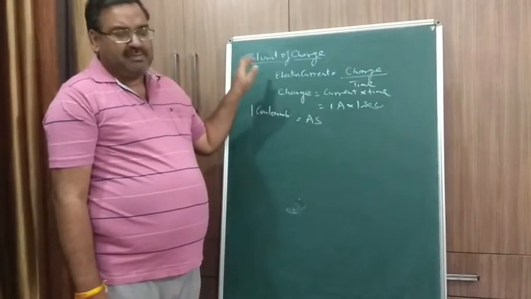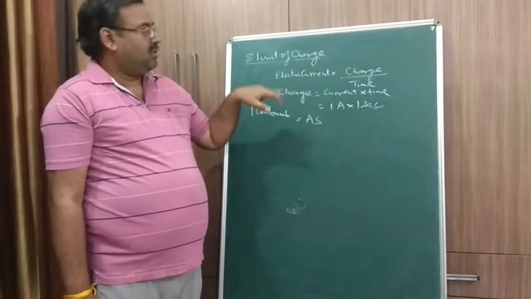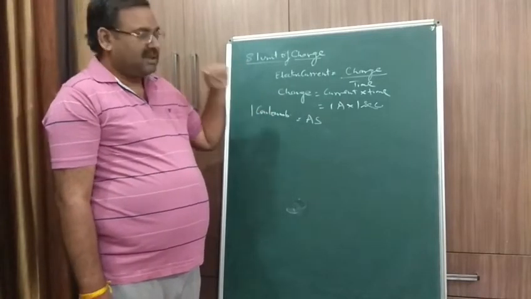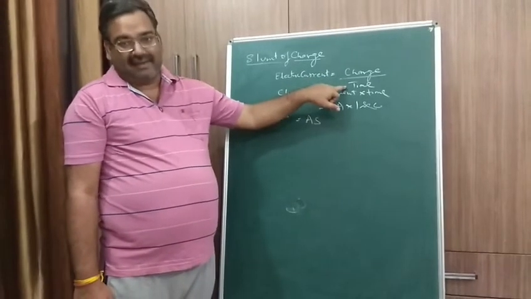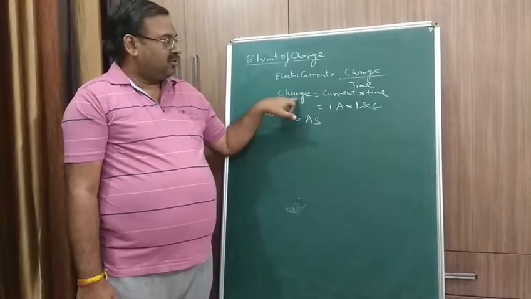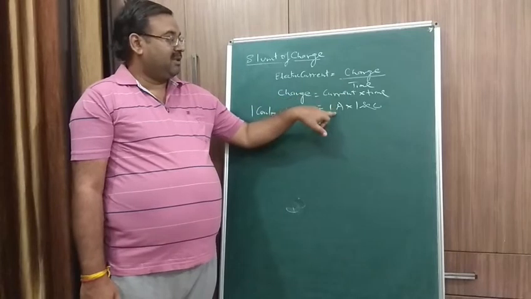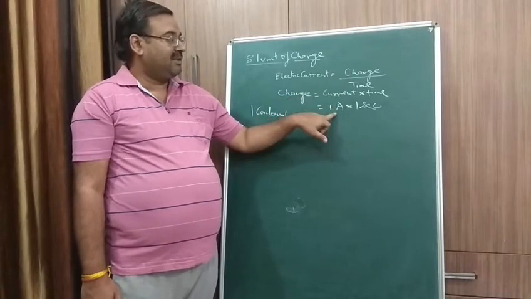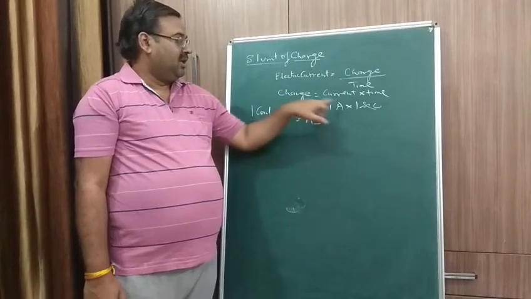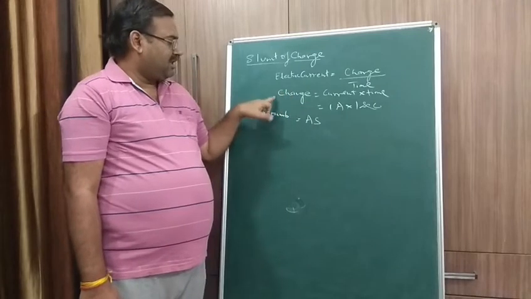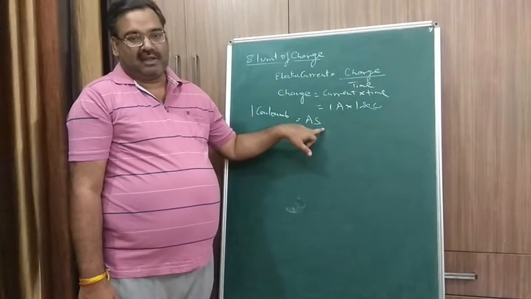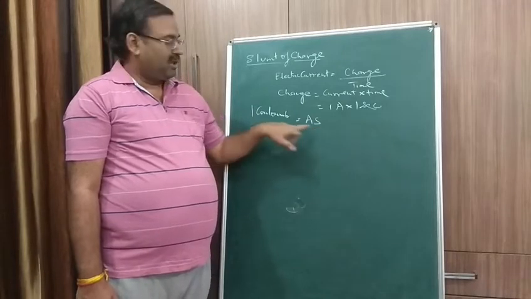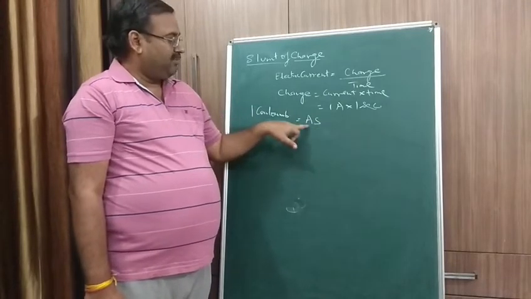The charge is basically, I told you, because of the electrons. So we have to find out the SI unit of charge. We know the definition of current. Electric current is equal to charge upon time. So charge is equal to current into time. The fundamental unit of current is ampere, time is second. So SI unit of charge is coulomb. 1 coulomb is equal to ampere into second.